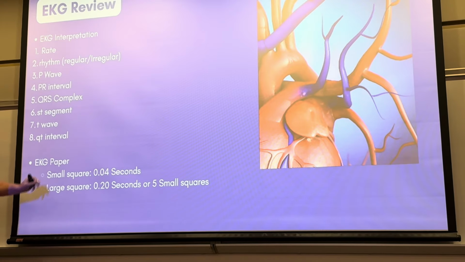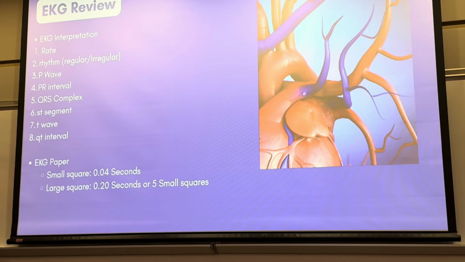We have our PR interval as well that we're going to take a look at. Does anybody remember how long it's going to be? 3 to 5 boxes. 3 to 5 boxes, or how many seconds is that? Less than 0.2. So 0.12 to 0.2 is going to be your PR interval. Anything longer than that, then we might have an issue.